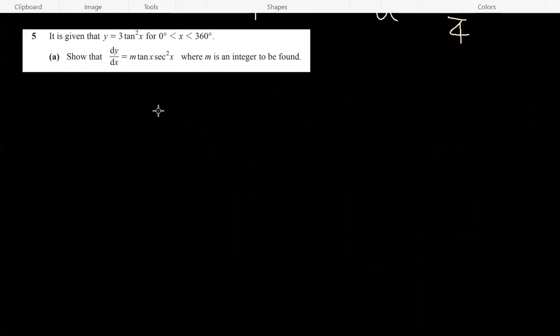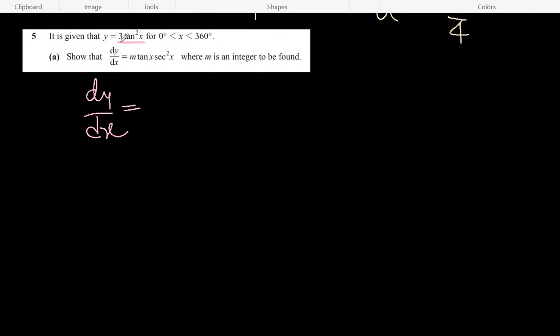It is given that y equals 3 tan squared x, and x is between 0 and 360 degrees. Show that dy over dx is this, where m is an integer, and we have to find that integer. All right, so dy over dx will be the differentiation of 3 tan squared x.